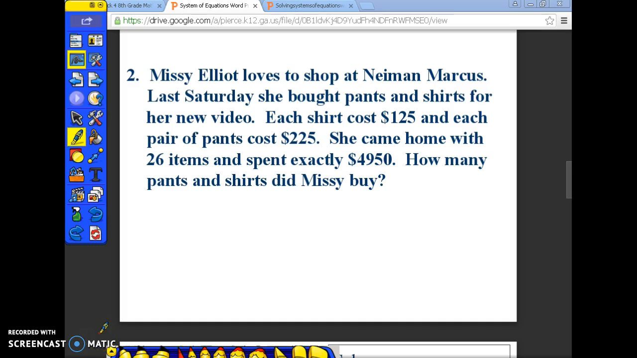First thing we have to do is identify our variables. So we have X and Y, pants and shirts. Again, it does not matter which you pick for which. You got your X, you got your Y.